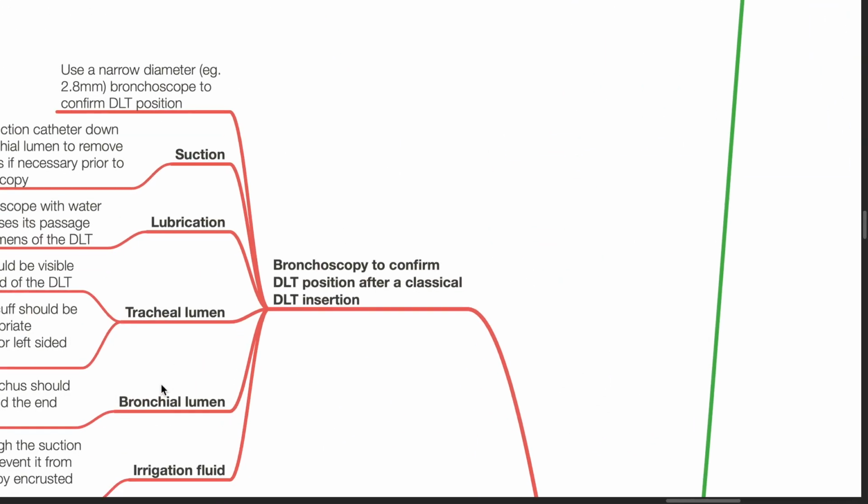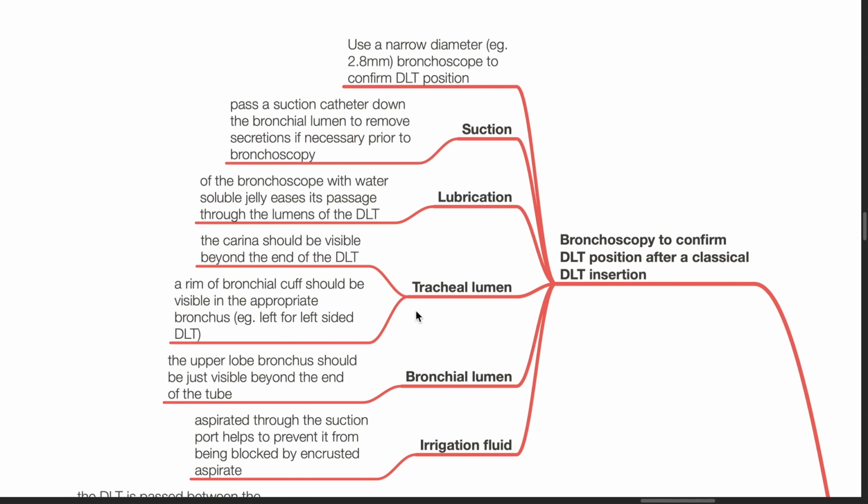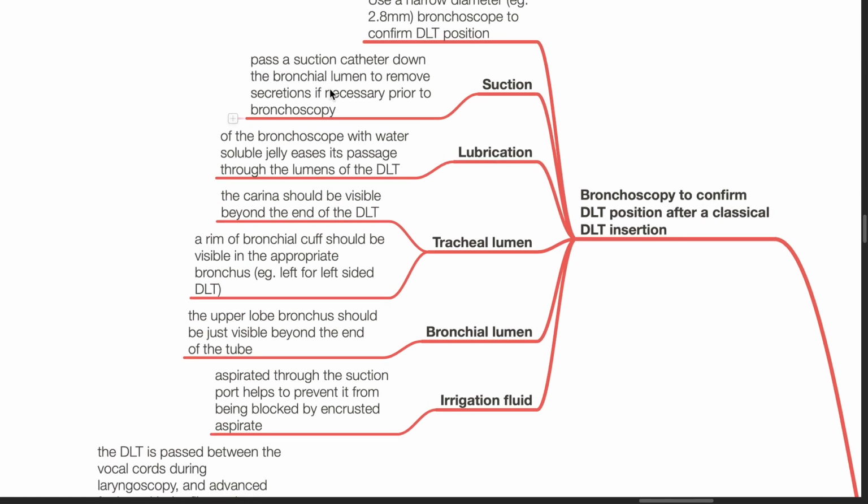Bronchoscopy to confirm DLT position after a classical DLT insertion. Use a narrow diameter 2.8 mm bronchoscope to confirm DLT position. Pass a suction catheter down the bronchial lumen to remove secretions if necessary prior to bronchoscopy. Lubrication of the bronchoscope with water-soluble jelly eases its passage through the lumens of the DLT.